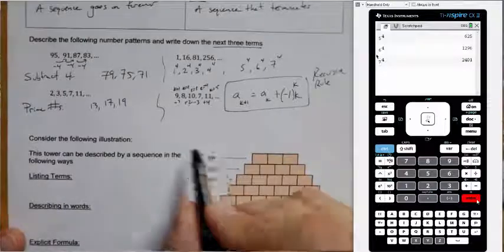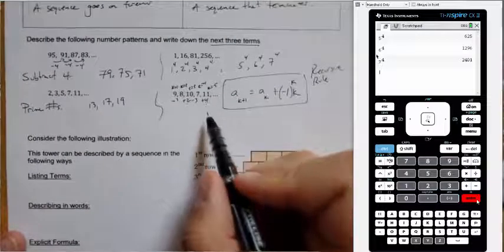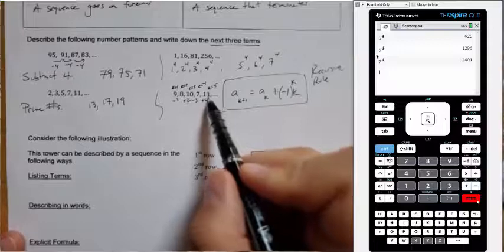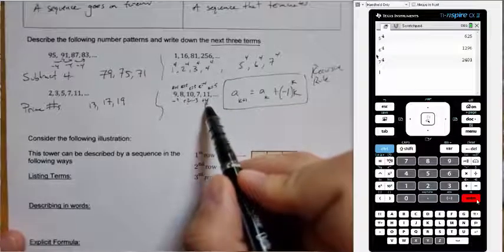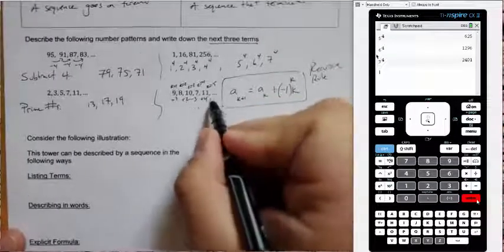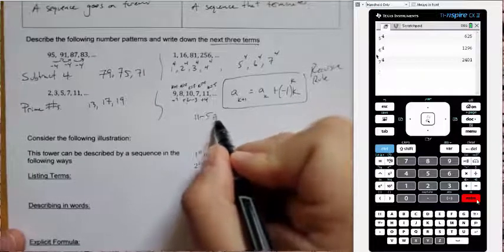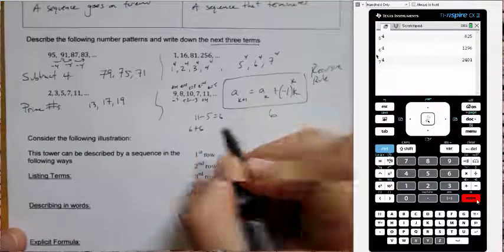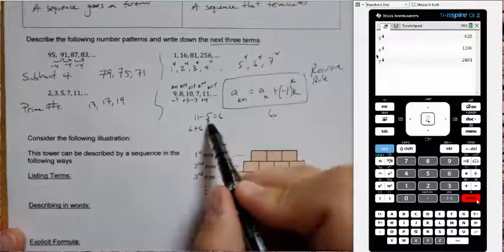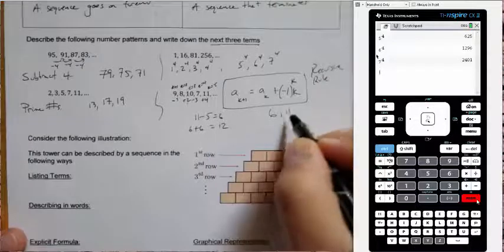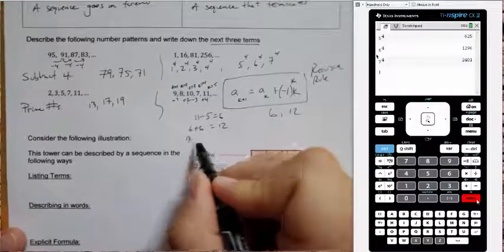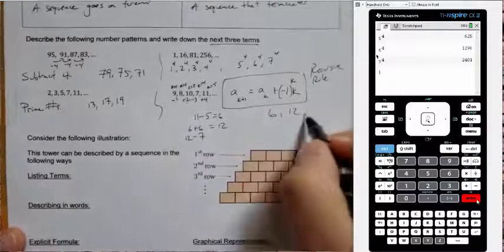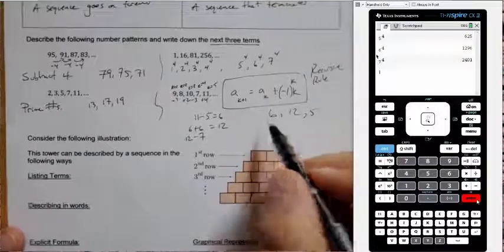So knowing that, what should the next few terms be? Looks like I added 4 to get to 11, so I should subtract 5 to get to the next value. That's 6. I should take 6 and add 6 to it, the next value up. That's 12. Then I should take 12 and subtract 7, and that gets me to 5.